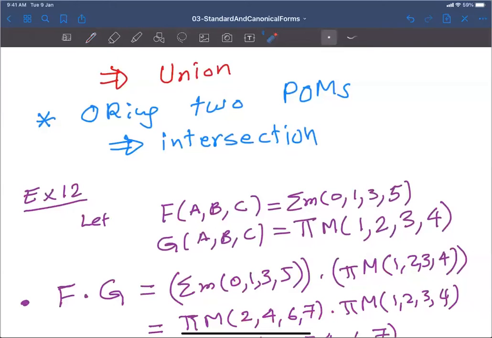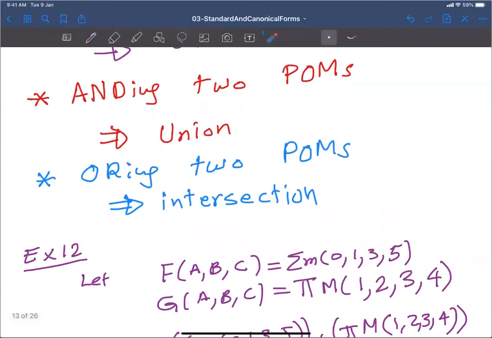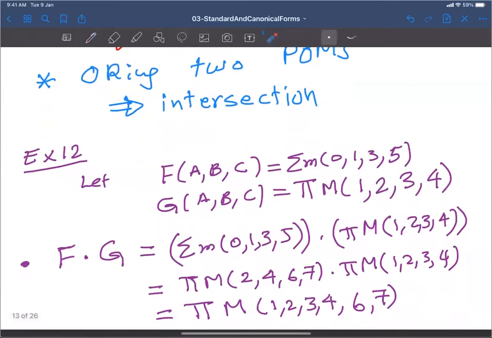Yes. So now we have a product of max terms ANDed together. So what do we do? The union, right? We take the union of the two and we get this. Okay. The union of this and this. If the question was in sum of min terms, then you change this to a sum of min terms and then do the intersection of the two. Okay.